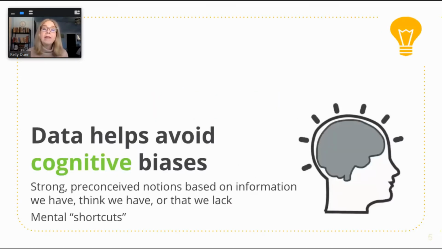Also, analyzing data helps us avoid cognitive biases. We all as humans are subject to cognitive biases. Cognitive biases are strong, preconceived notions about someone or something based on information we think we have, or that we lack. These preconceptions are mental shortcuts that our brain produces to expedite information processing, to quickly help us make sense of what we're seeing. There are different types of bias people experience that influence and affect the way we think, behave, and our decision-making process.